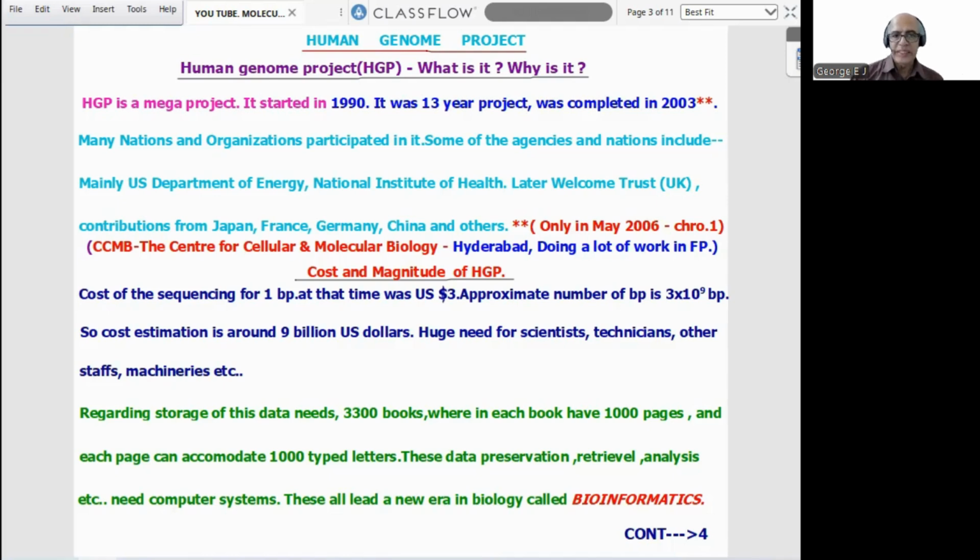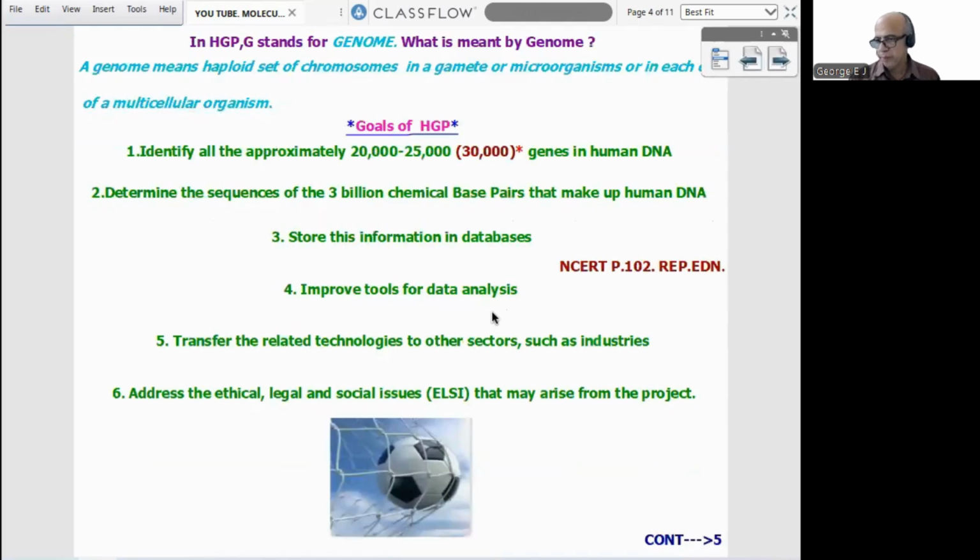Now, regarding storage of this data, because huge data will be there. In a theoretical manner, suppose there are 3,300 books, where each book has 1,000 pages, and each page can accommodate 1,000 typed letters. That much quantity is needed. Then data preservation, retrieval, and analysis need computer systems. So all these led to a new era in biology, a famous branch, bioinformatics. That is how it started. I think this page is clear to all of you. We can proceed to the next page.